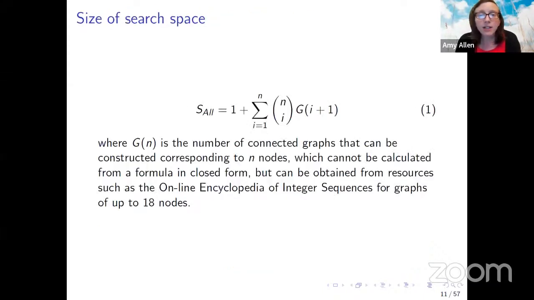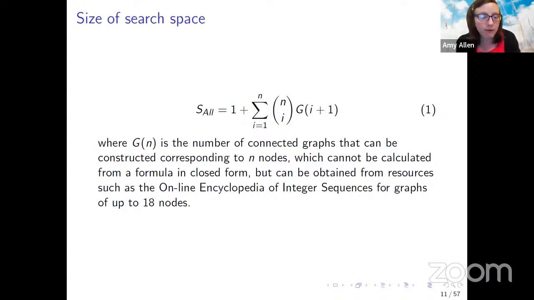And this equation shows how one could evaluate the size of the search space. The term on the right involves selecting the number of graphs to connect a given number of nodes. And it's expressed as I plus 1, with I being the number of buildings, to account for the presence of the central plant.